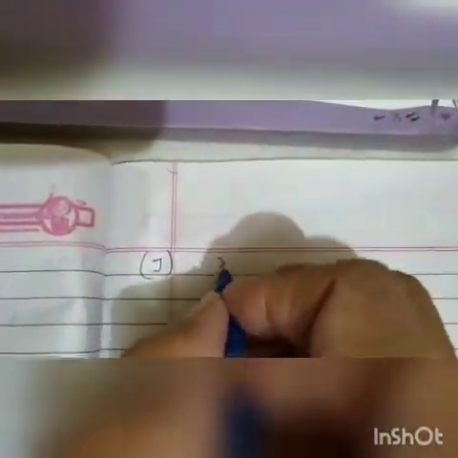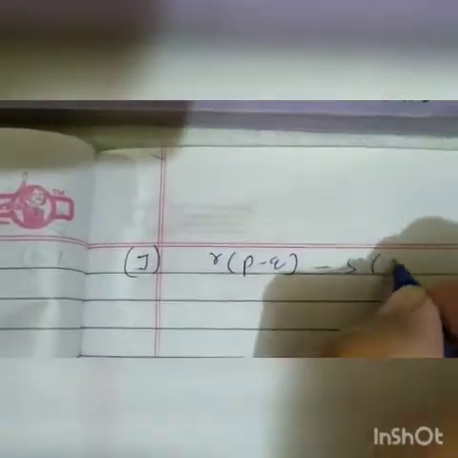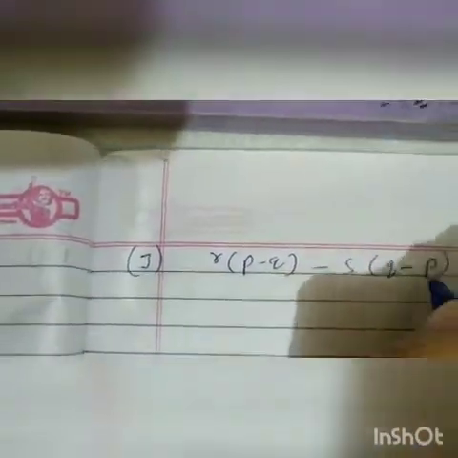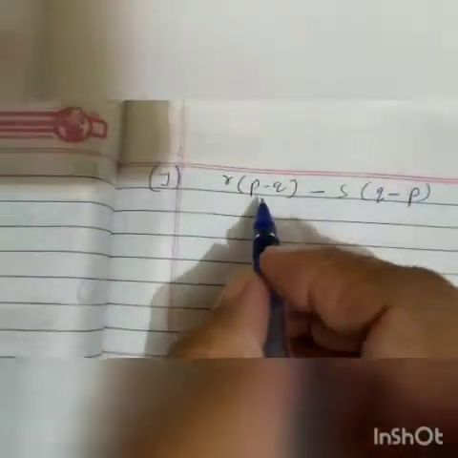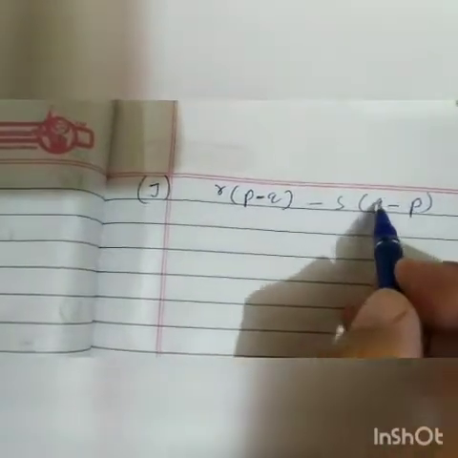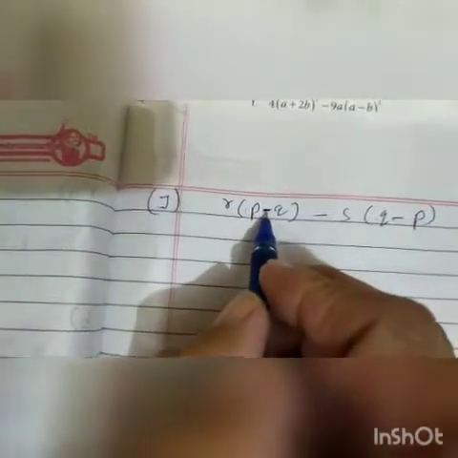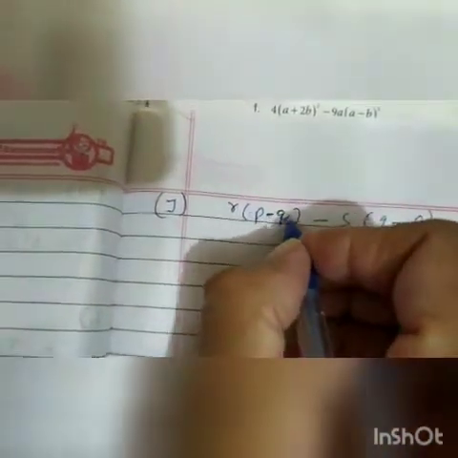J is R into (p minus q) minus S into (q minus p). See students, if we compare both the brackets, this is p minus q and this is q minus p. Again both the signs are changed. P is plus, P is minus. It is minus q, it is plus p, q.